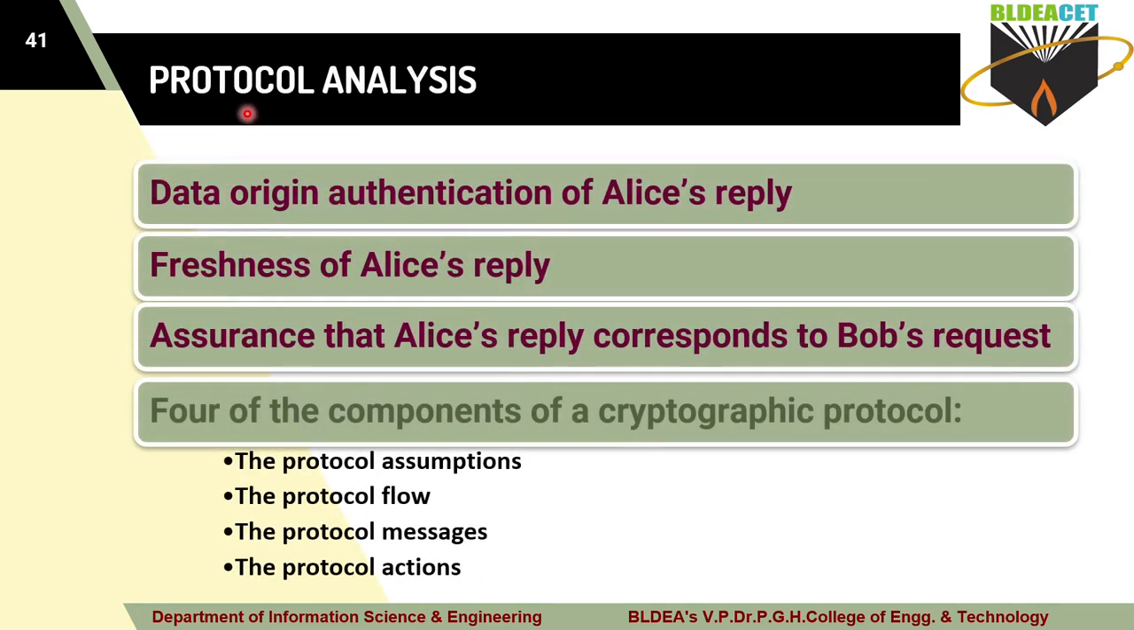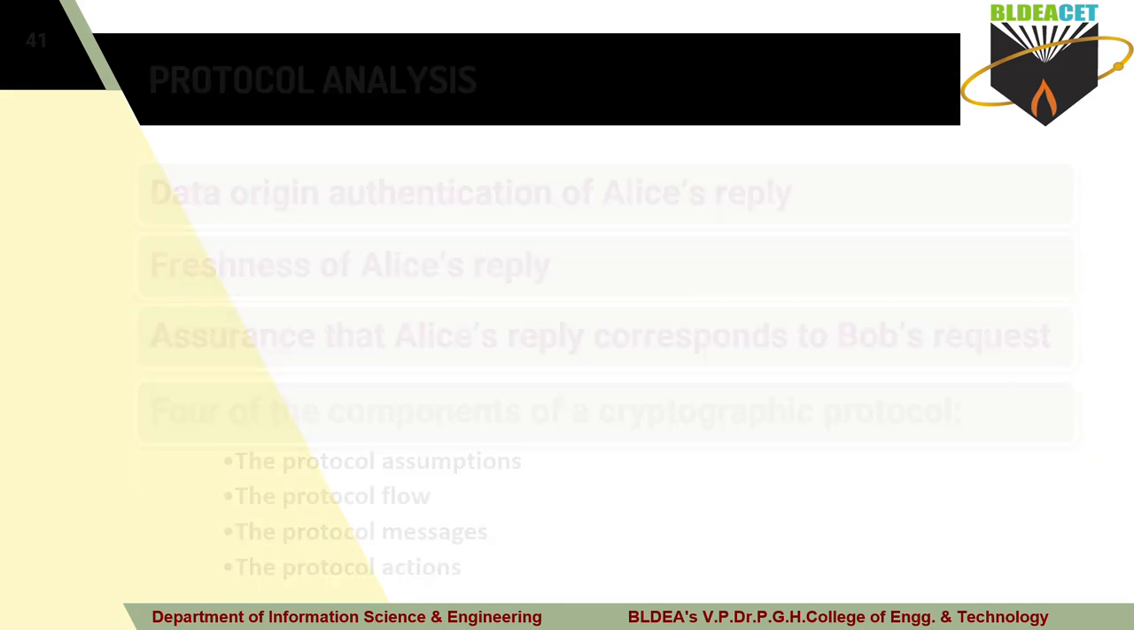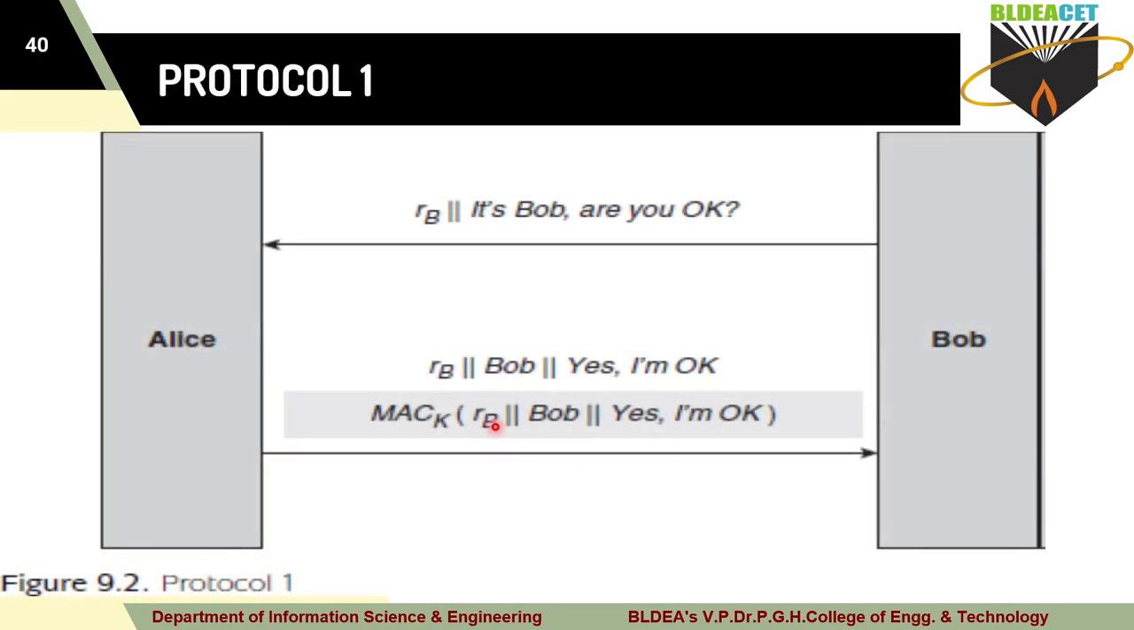After developing the protocol, you have to make an analysis, to see whether the protocol fulfills all the requirements or security goals. First is the data origin authentication of Alice's reply. For this, you have to check what Alice's reply contains: the identification of Bob, the nonce of Bob, and the MAC. This MAC is known only by Alice and Bob.